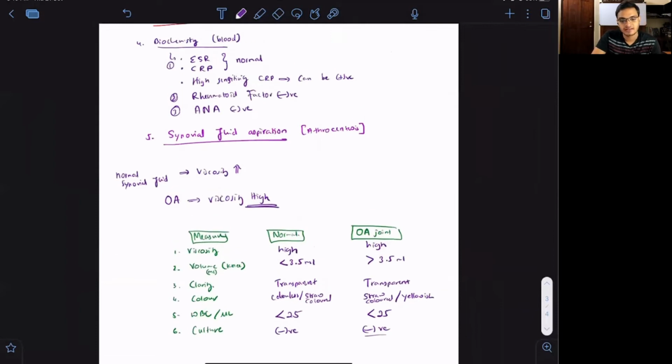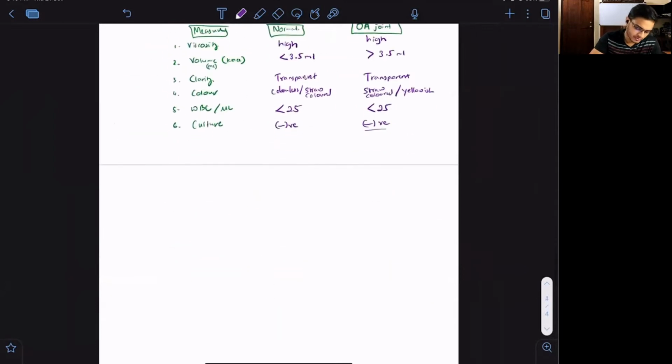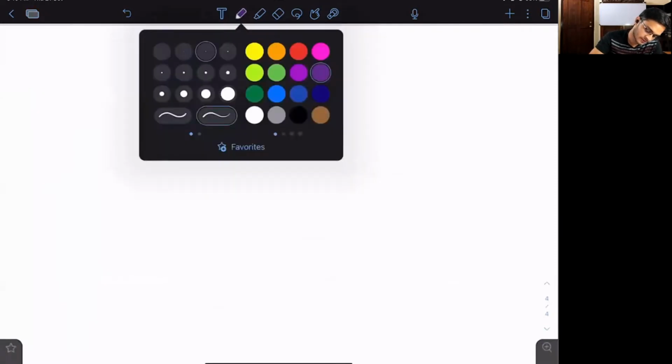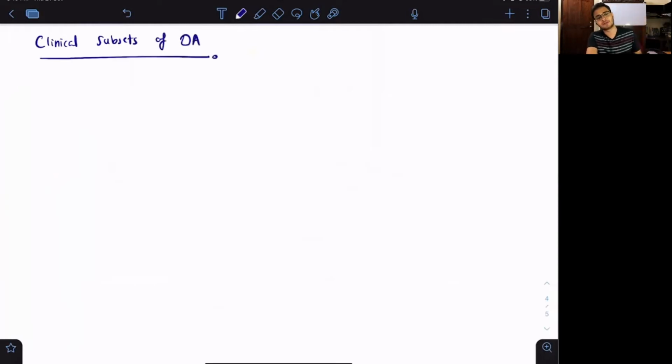So these are some general diagnostics. Now we will go to some specific clinical subsets. Look at this. Put the topic: clinical subsets of osteoarthritis. Okay, let's have a look at what we are talking about here.